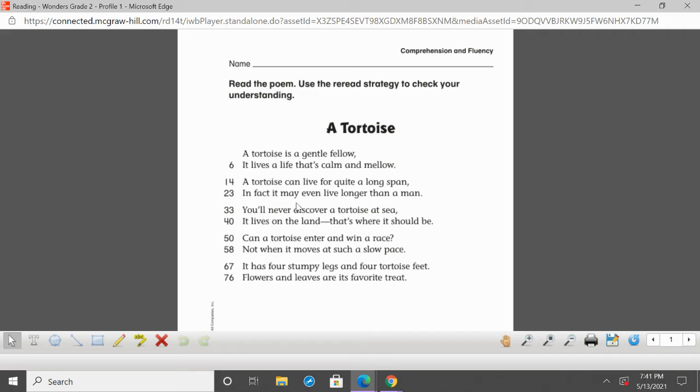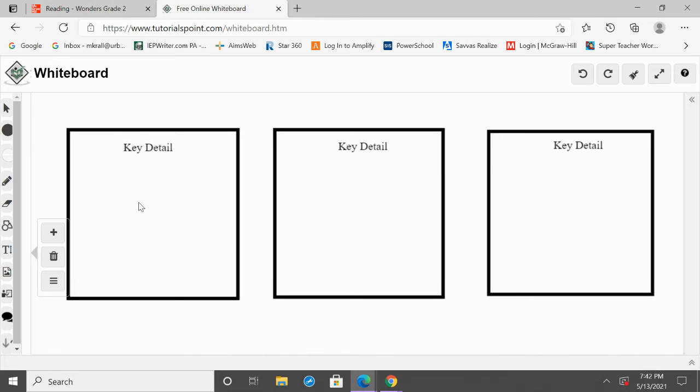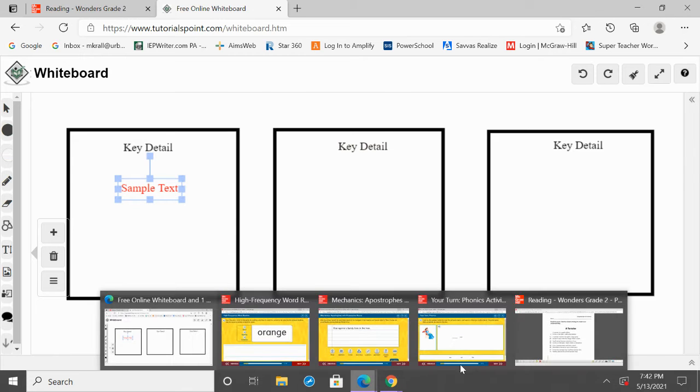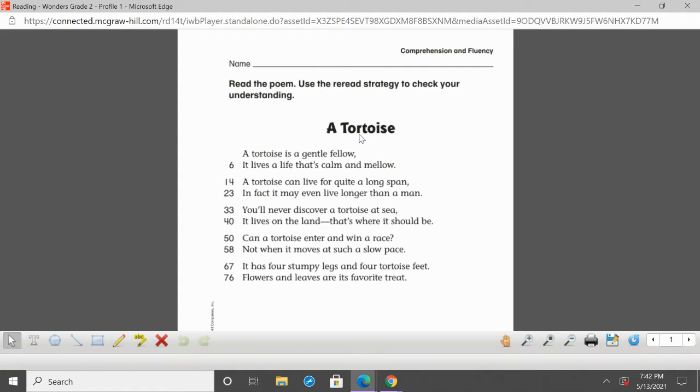In fact, it may even live longer than a man. That's a big fact, because a tortoise can live for a very, very long time. And that's a huge fact about a tortoise and something that's really important to know from this poem. So in our first box, we're going to go ahead and write that a tortoise can live for a long time.